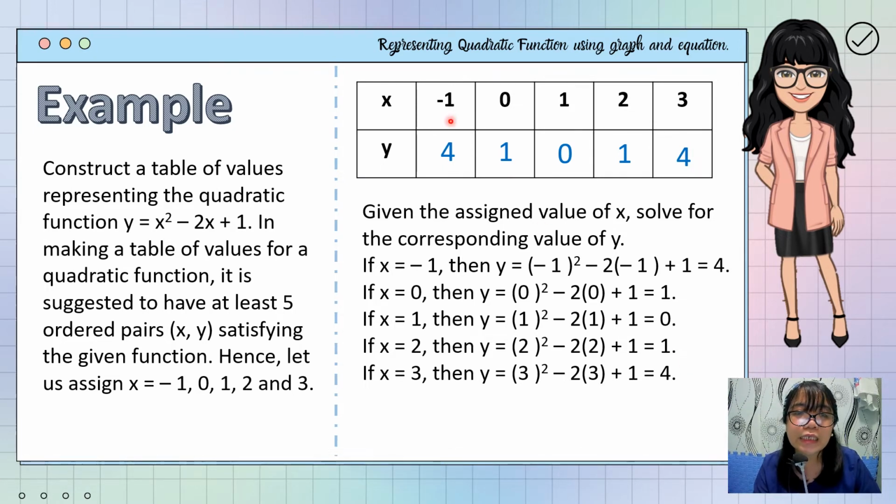Now this is our table of values. These values of x again are assigned. And then these values of y, we get after substituting each value of x into our quadratic function. That is why we say this is a dependent variable, because the value of y depends on the values of our x.